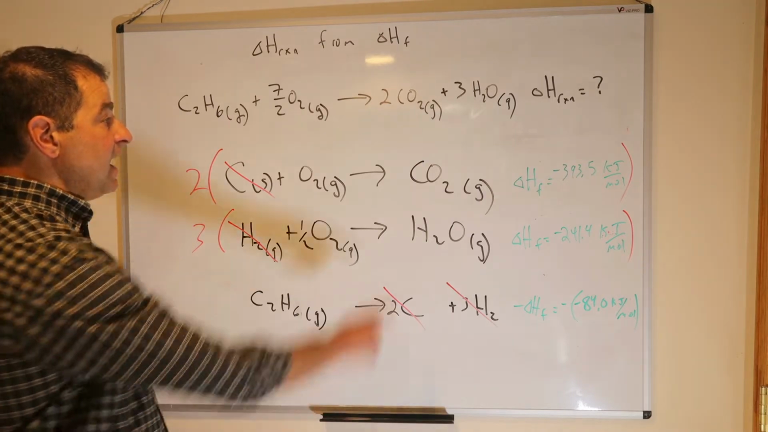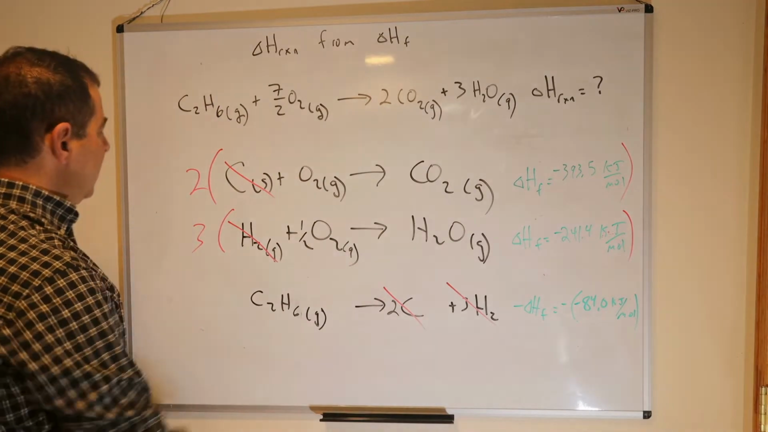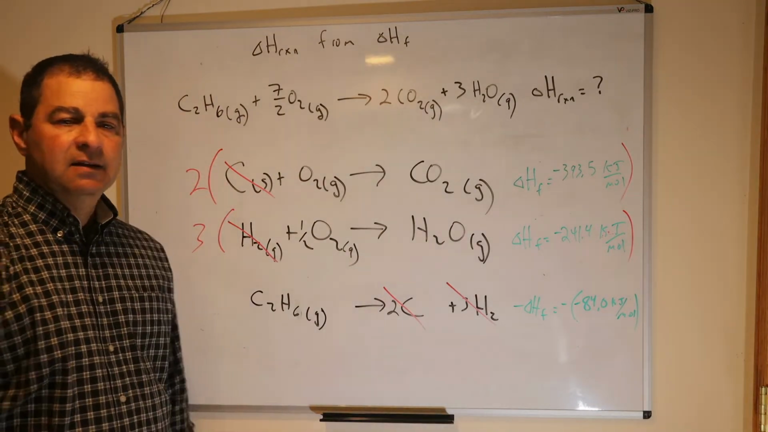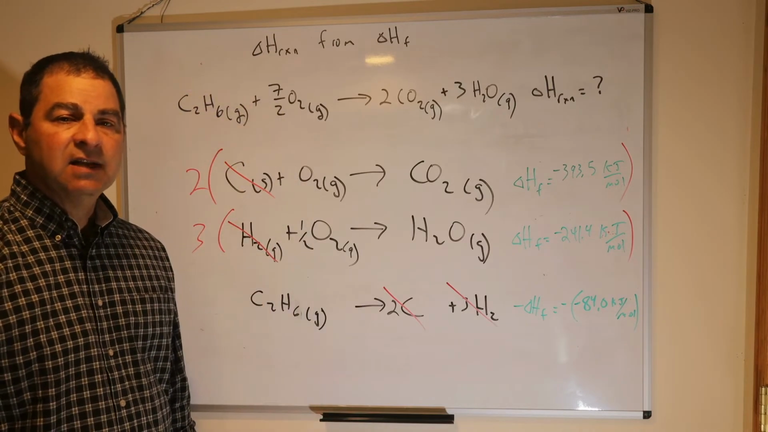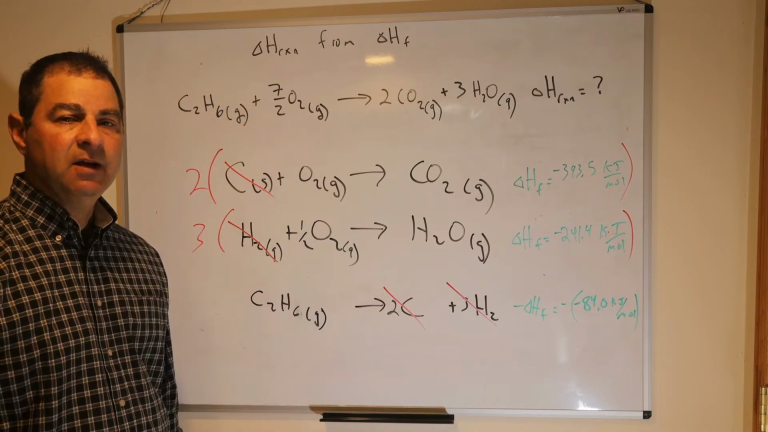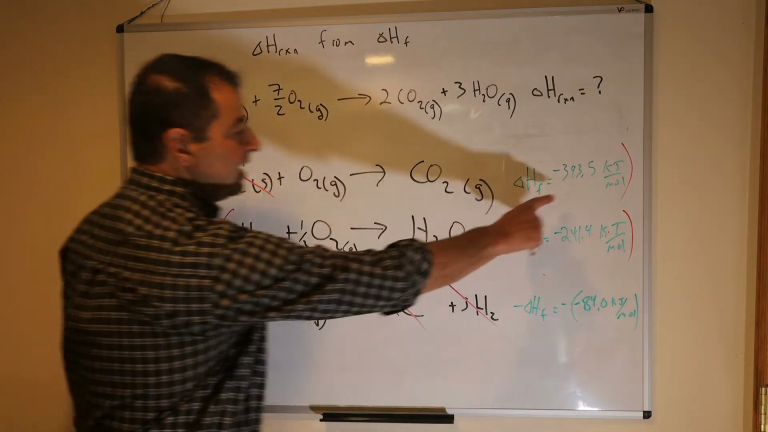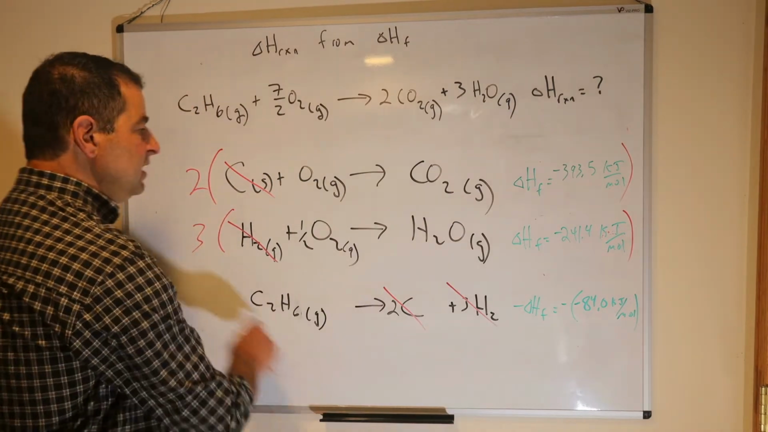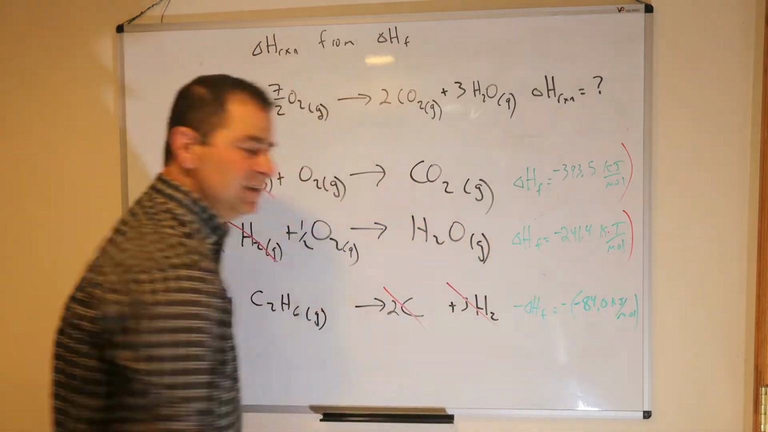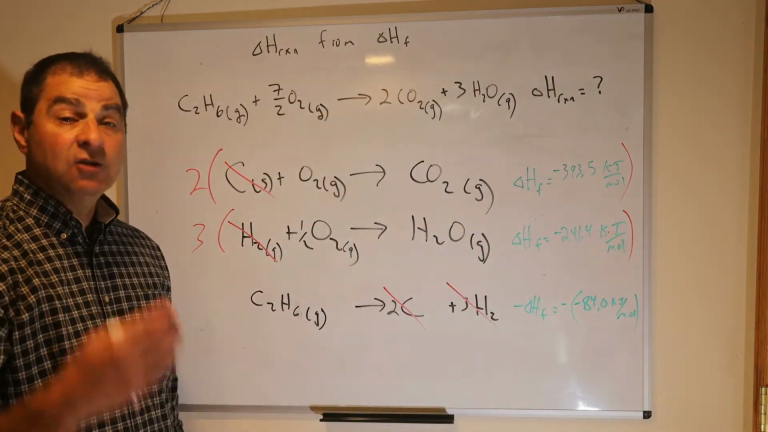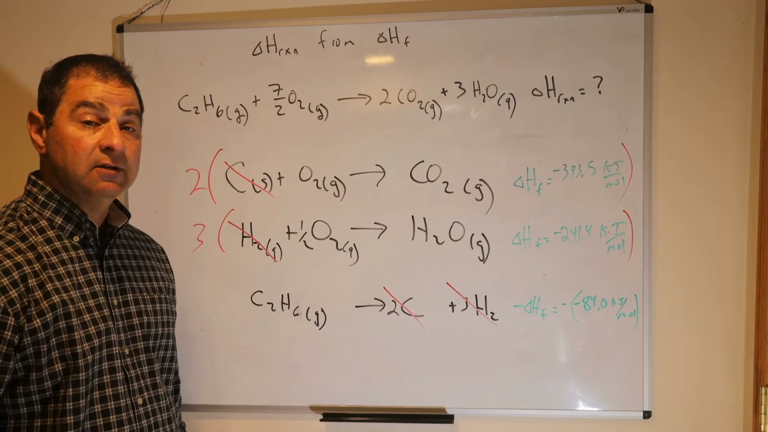Great. I have 2 carbon dioxides. I have 3 waters. Excellent. And I have 1 ethane. Now notice, in this whole deal, I don't need to include this oxygen because that's an element in its natural state and doesn't have any heat of formation. I can now go ahead and add these together. 2 times this, plus 3 times this, plus the opposite of this, to get my heat of reaction, my total. Hess's law, add them up, it's a state function, to get my total energy.